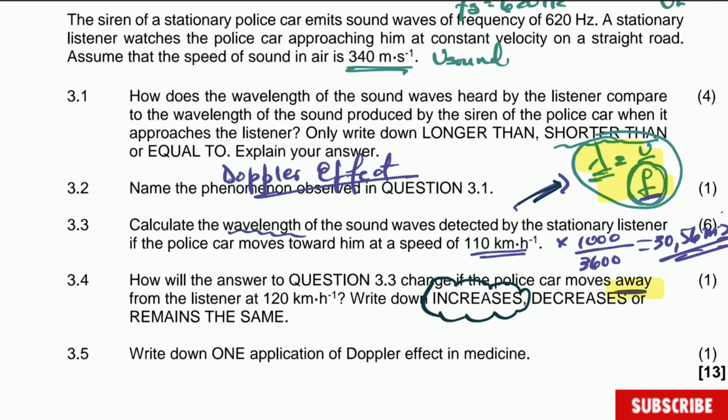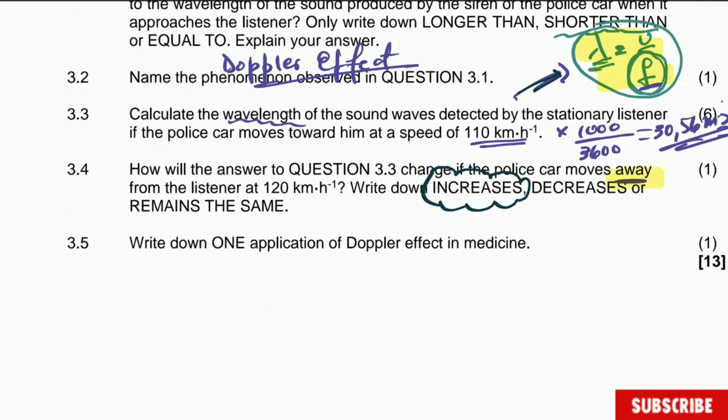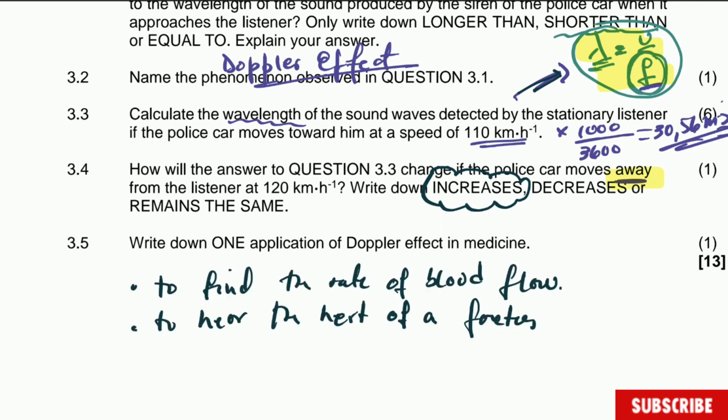Write down one application of Doppler effect in medicine. There are many. I'm just going to write one or two. The two applications are to find the rate of flow of blood and to hear the heart defects. I'm trying to get a video on an echo, which is used at the hospital, so you can see the application in a small video, how it works.